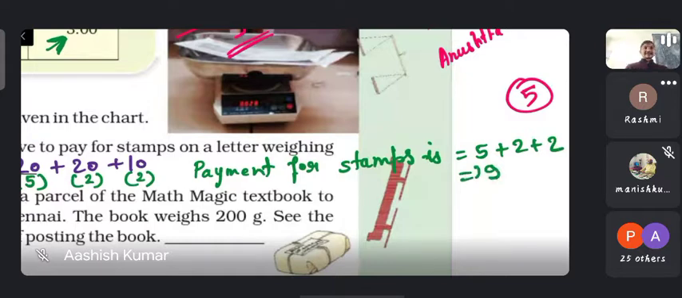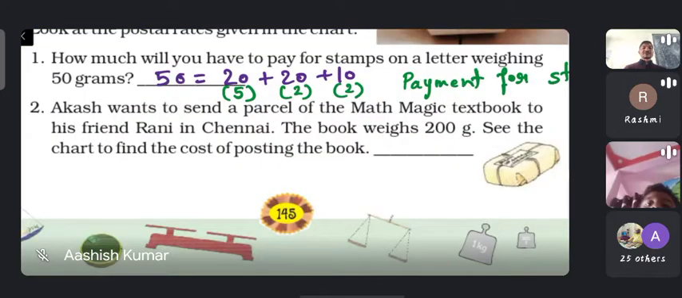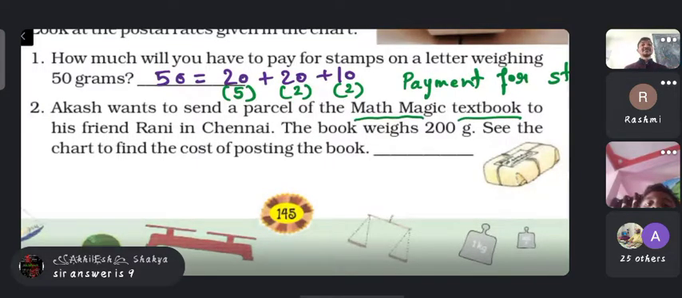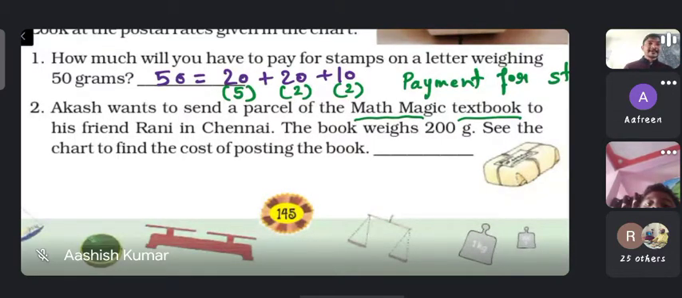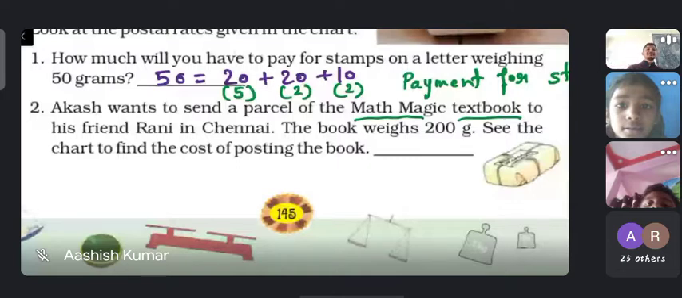So let us move forward to the second question. Akash wants to send a parcel of the Math Magic textbook. Now we have to send a parcel. In the previous question we sent a letter. Now in this question we have to send a parcel. In word problems you can see it is clearly written, the parcel and the letter. So we can differentiate from these terms and put the rate accordingly.